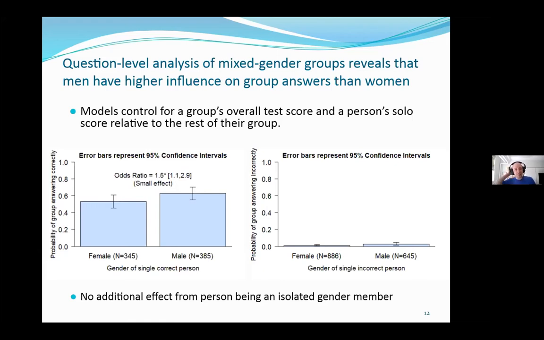Now on the right, and I'm going to zoom in on this graph in a second, this is what happens if there's only one incorrect person in the group and how likely that incorrect person is going to be able to have the group follow their incorrect answer. And it's very, very low, right? It's just 1 or 2%.